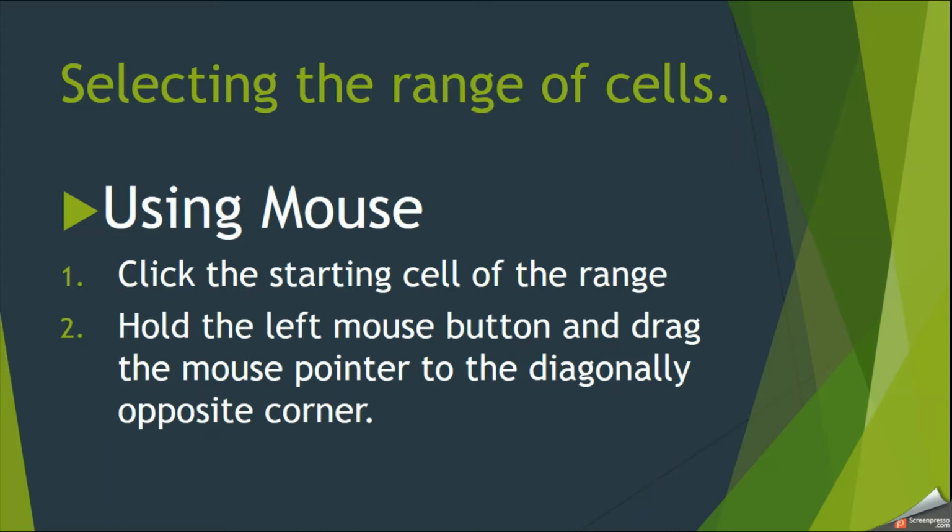First, I need to click the starting cell of the range, and then hold the left mouse button and drag the mouse pointer to the diagonally opposite corner. That is the last cell till where you want to select the range of cells. These two steps we need to follow when using the mouse.